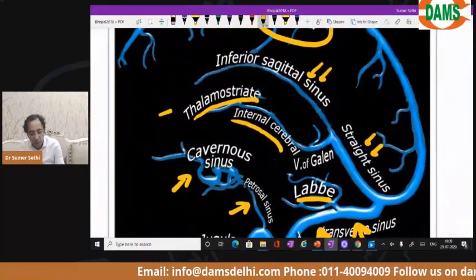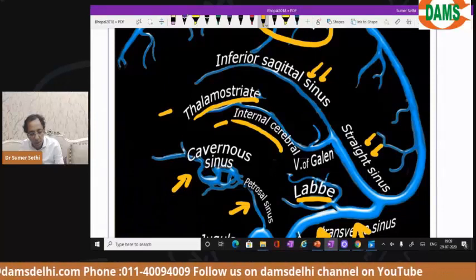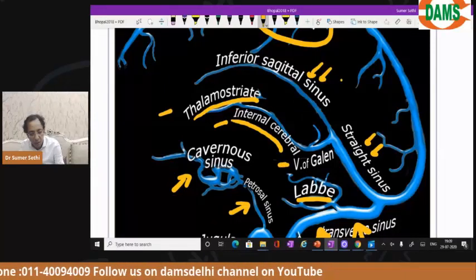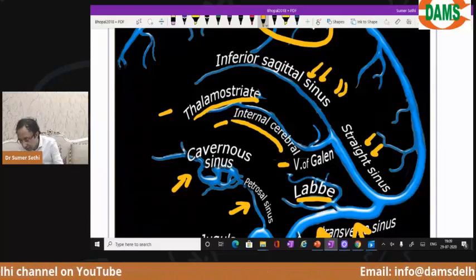Deep veins are the thalamostriate veins. The internal cerebral vein is formed by the thalamostriate veins. Both internal cerebral veins will join to form the vein of Galen. The vein of Galen and the inferior sagittal sinus will join to form the straight sinus.